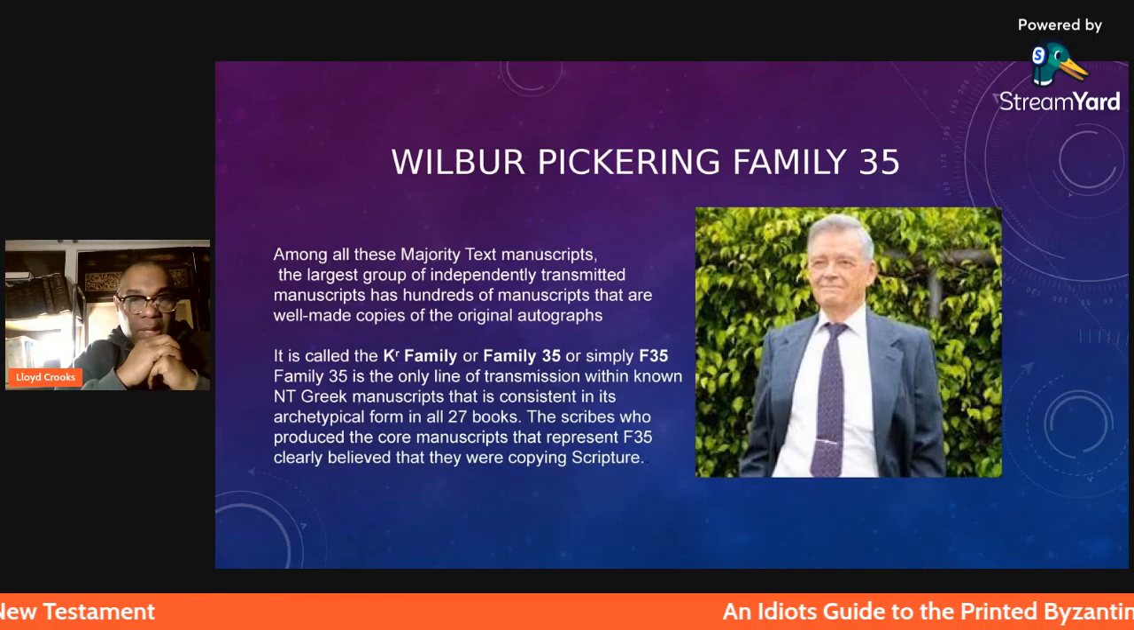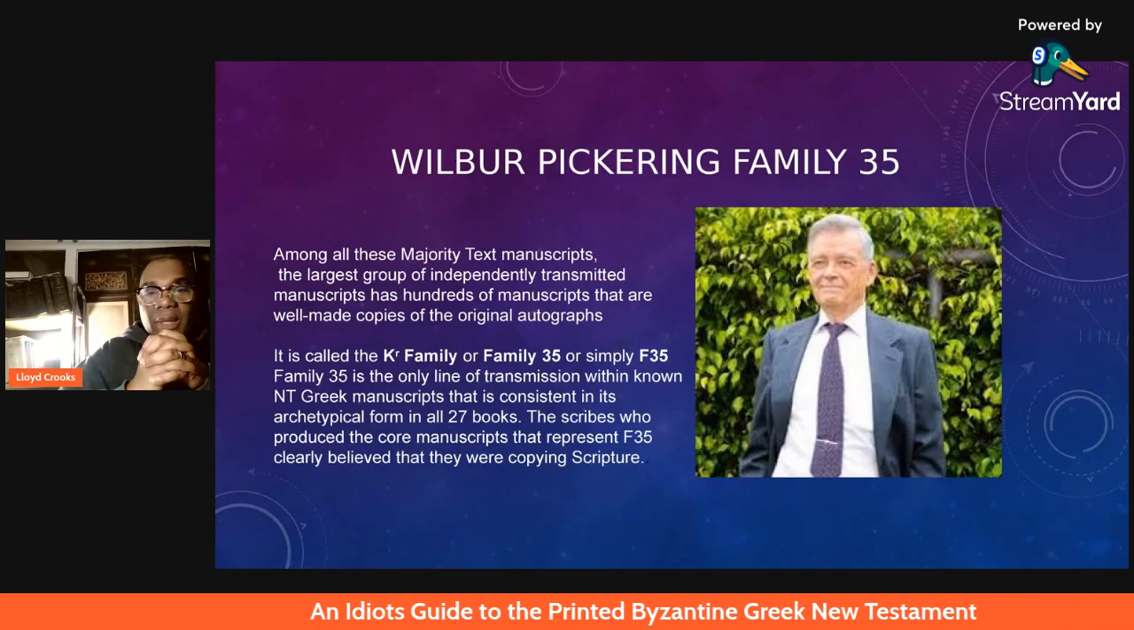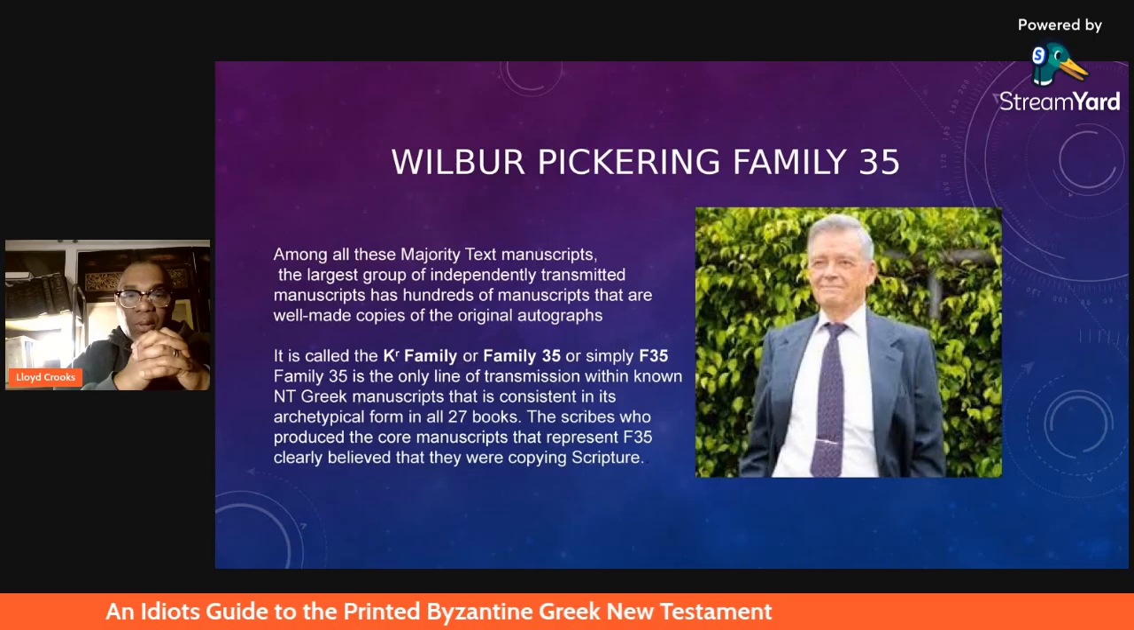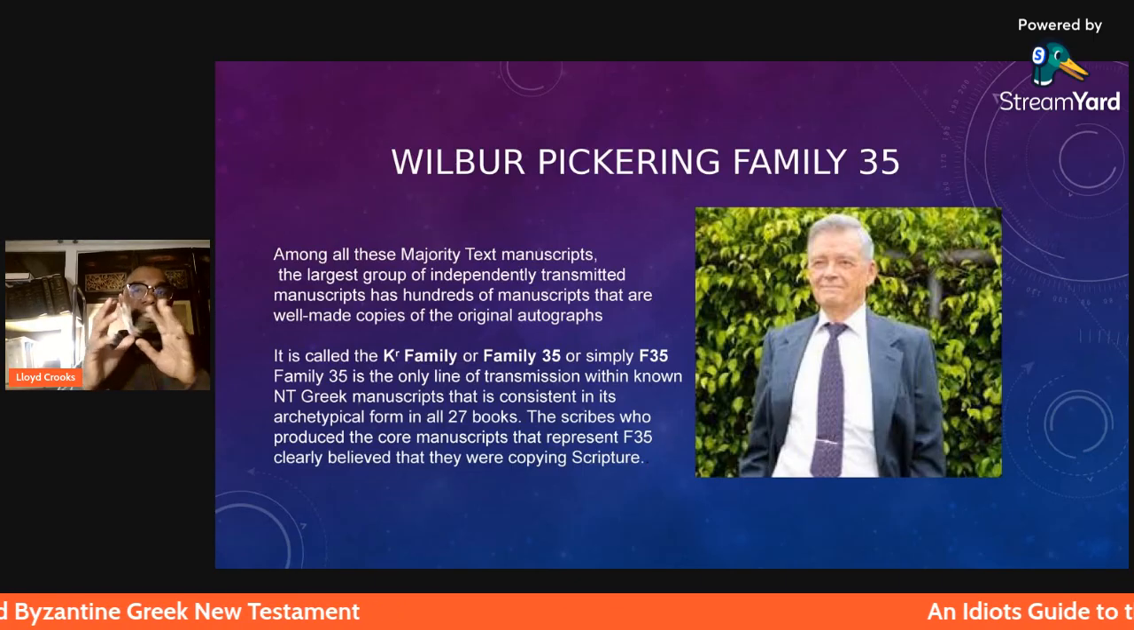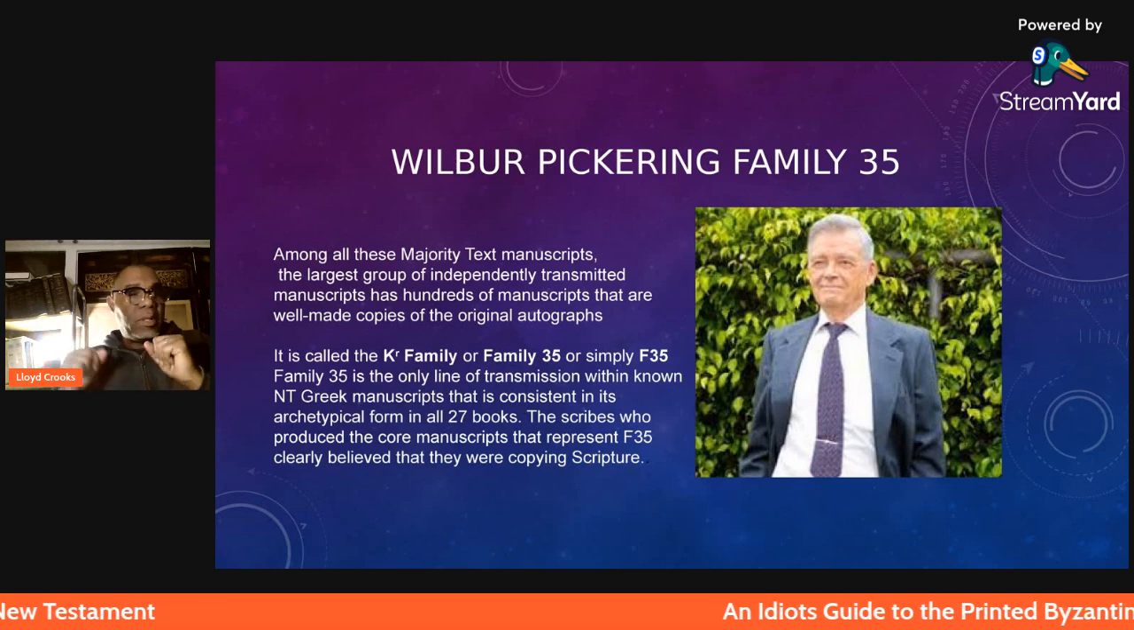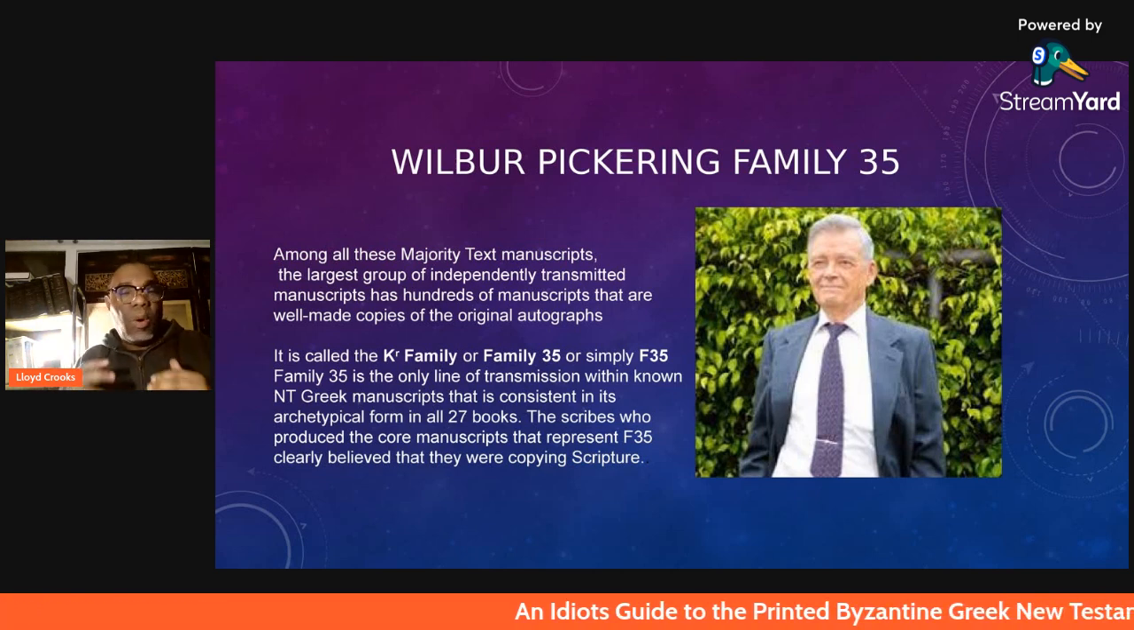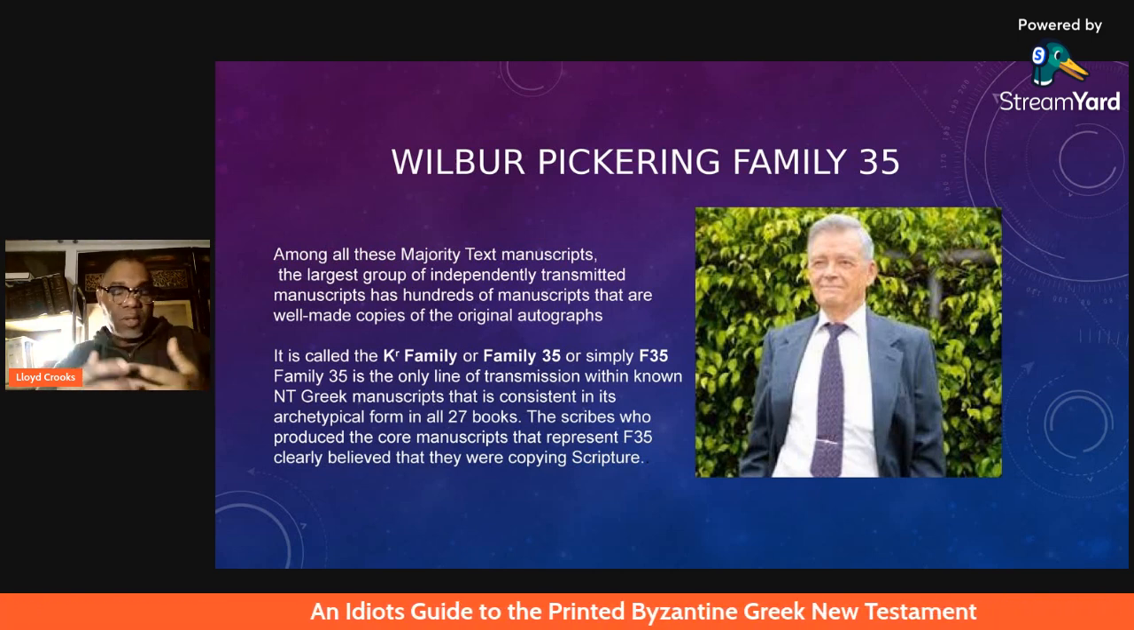And it's the only large text within known New Testament Greek manuscripts. It's consistent in its archetypal form in all 27 books. The scribes who produced the core manuscripts that represent family 35 clearly believed they were copying scripture. This is actually taken from Wilbur Pickering's website, so I want to faithfully represent what it says from the writers themselves.